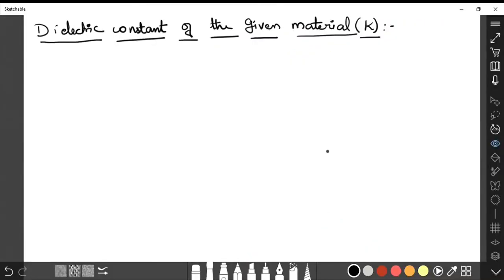Dear students, in the previous video, I showed how to perform the experiment to determine the dielectric constant of the given material, and we have taken the values for that experiment also. So by using those values, how are we going to calculate the dielectric constant? In this video, I am going to show the calculation part for this particular experiment. So let us start now.